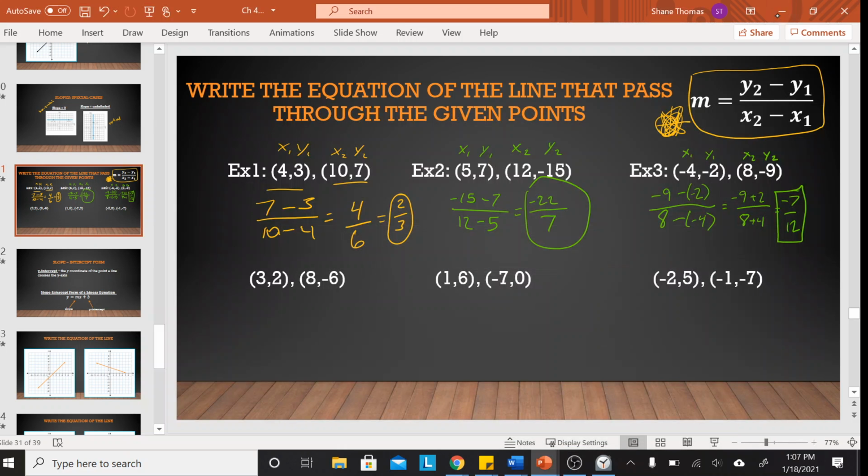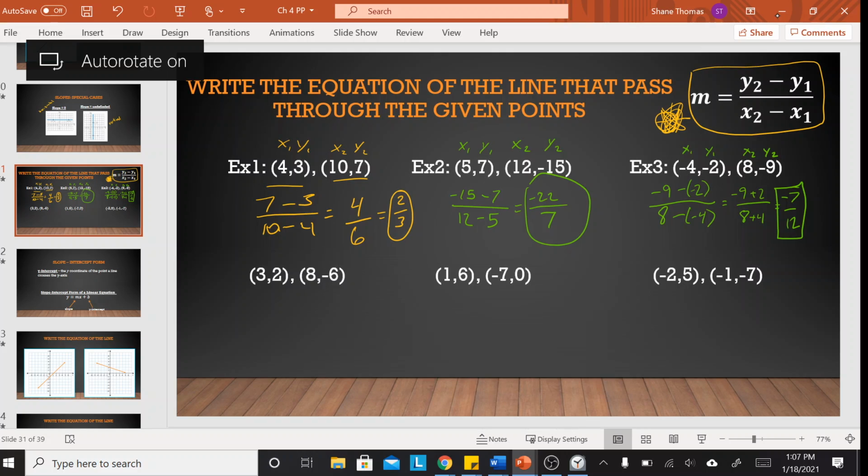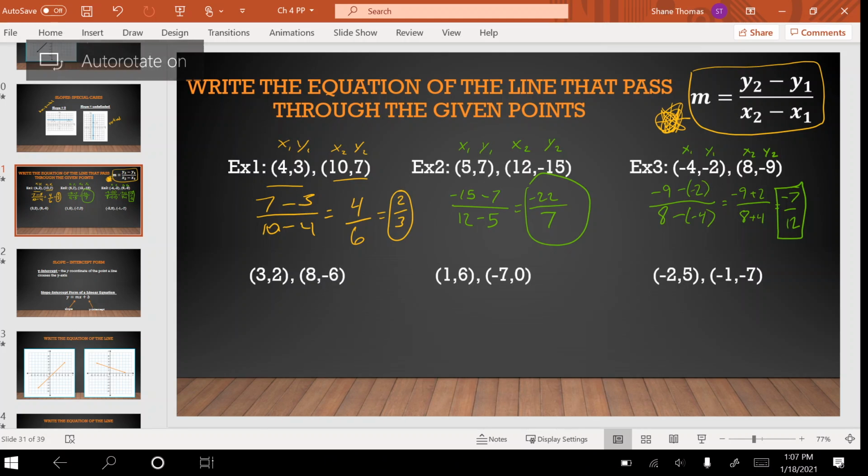Who wants to walk me through number 1? A volunteer? All right, Tommy, what do you do? What's the very first step you do before you start putting numbers down? X1 is your Y1. Okay. Your X1, 2 would be your Y1, 8 would be X2, negative 6 would be Y2. Okay, good. Now let's plug them in. What do you get? Negative 6 minus 2 and 8 minus 3.